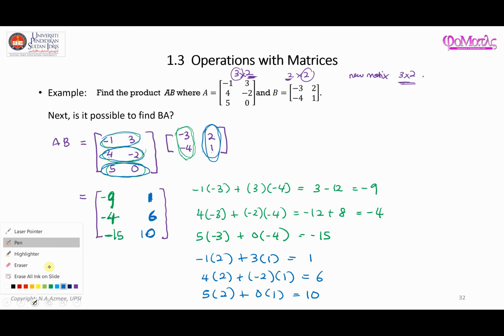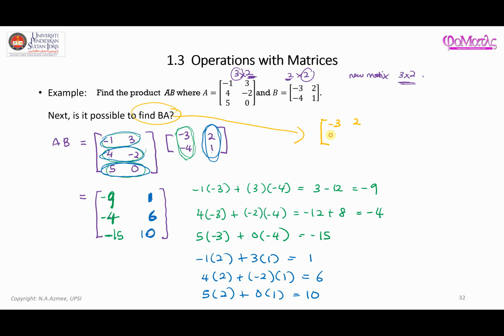And the next question is asking you to find whether it is possible or not to obtain the product of B and A. Well, if you consider multiplying matrix B and A, here we have -3, 2, -4, and 1, and A is again -1, 3, 4, -2, 5, 0. Before you start multiplying, you need to check the size of the matrix. Well, this one is a 2 by 2, and this one is a 3 by 2.